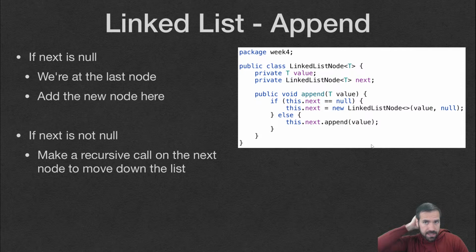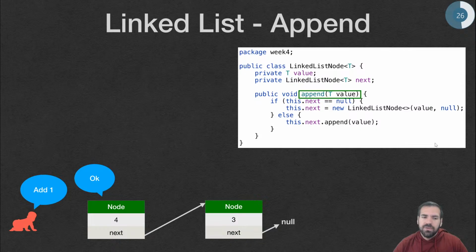Oh, I got ahead of my slides again. So visually, say we have this list 4 and 3, and we want to add the node 1 or the value 1. We're going to tell the head of the list, hey, can you append? Where can we store the address of the new node so that the last node's next can point to the newly created node?